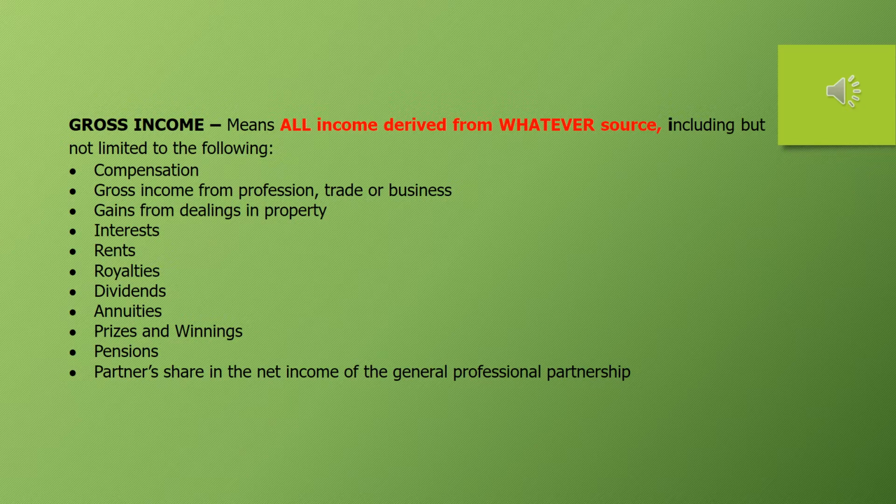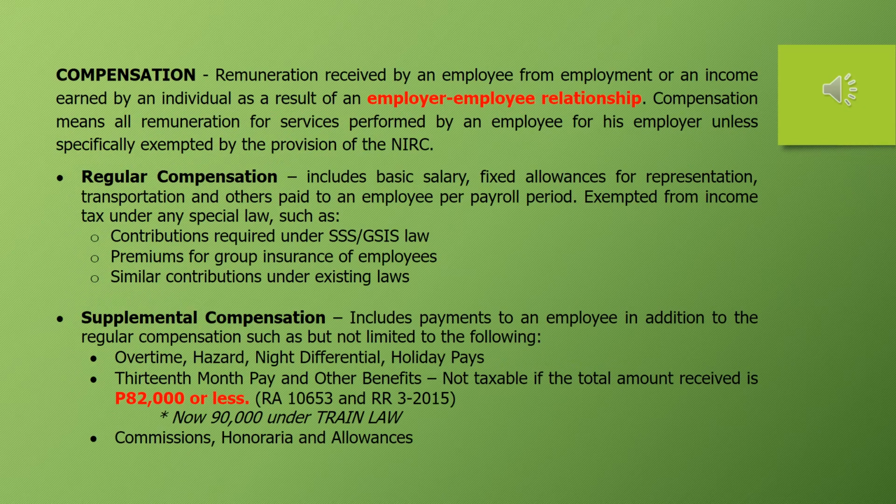So if you are going to observe, the definition of gross income includes a catch-all clause, meaning that is from whatever source, to supplement the enumeration by including any non-enumerative items which can properly be defined as income. So those are the different sources of our gross income. Let's tackle first the first part of the gross income.